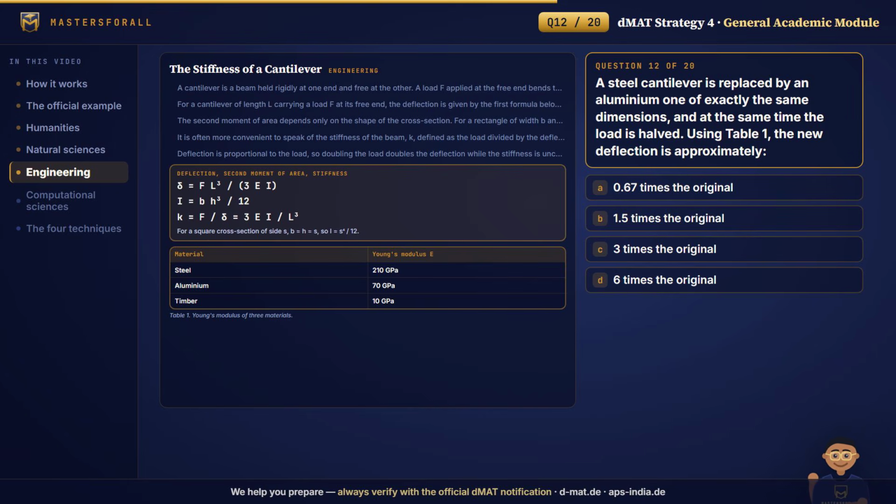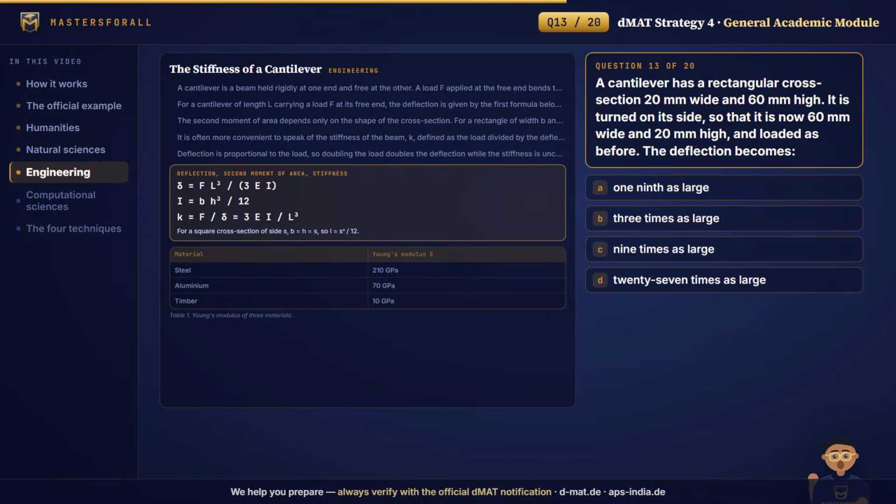Two levers move at once, so move them one at a time and multiply at the end. Never both together. You cannot write anything down. First, the material. E falls from 210 to 70, a third of what it was, and E is underneath, so a third underneath is 3 times the answer. Now the load. F is on top, first power halved, a factor of 1/2. 3 times 1/2, 1.5, option B.